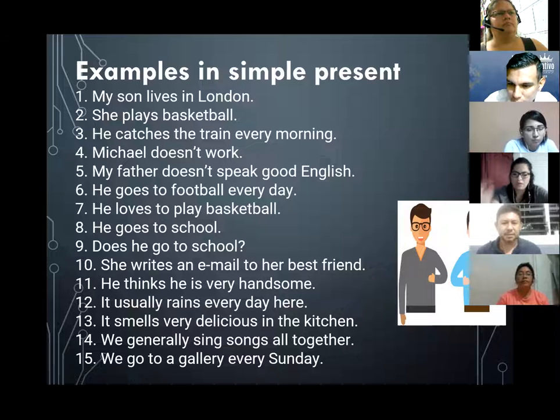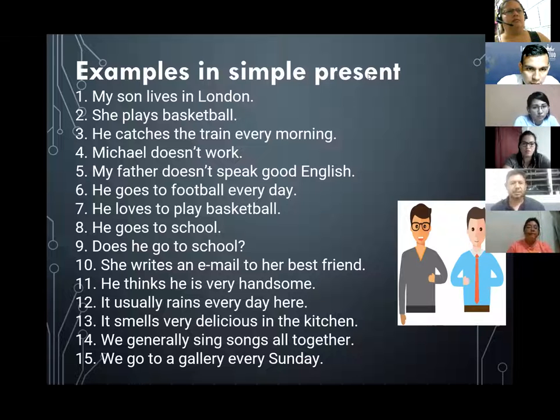Number six, Mr. Samuel Isidro: He goes to football every day. Excellent. Number seven, Miss Elsa Merino: He loves to play basketball. Excellent. Number eight, Kenia Navarro: He goes to school. Okay, he goes. He goes to school. Number nine, Miss Carla Villalta.